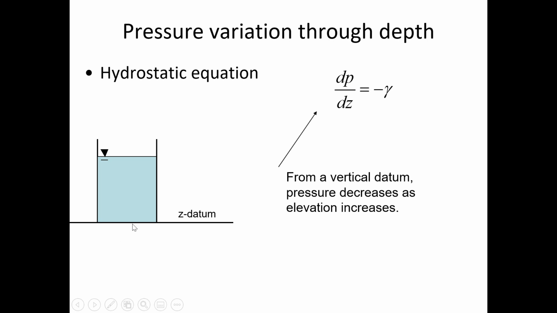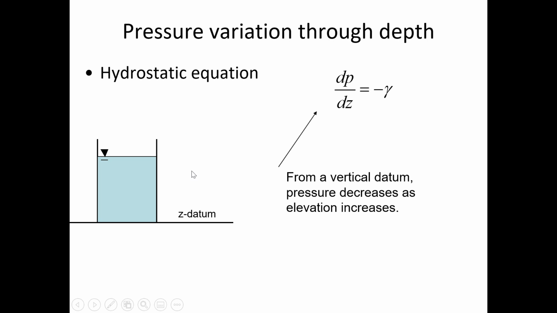implies that, let's just take as an example, we've got a tank of water. This image on the left, it's a tank of water. We're measuring elevation starting at the bottom of the tank. If you go up through the fluid, the pressure is decreasing. That's why the minus sign is there: the pressure increases as you go down through the fluid, and pressure decreases as you go up through the fluid.